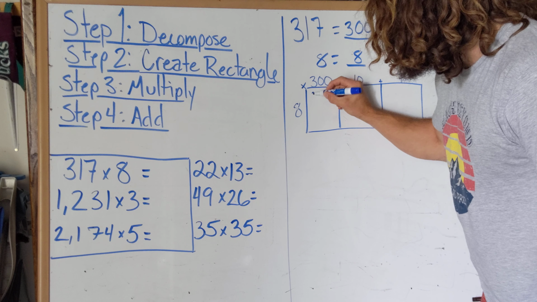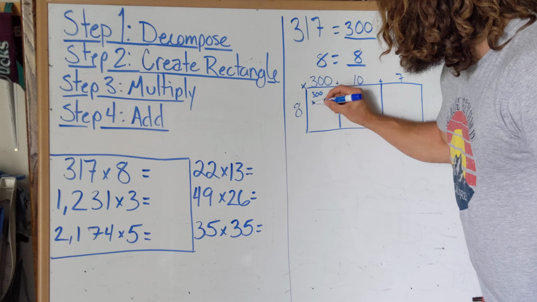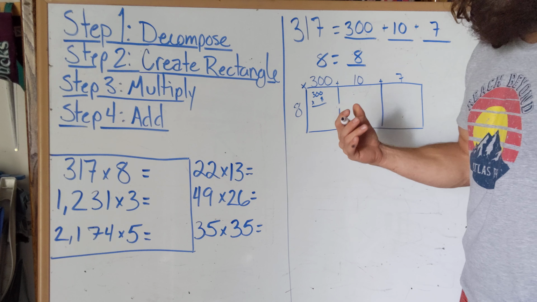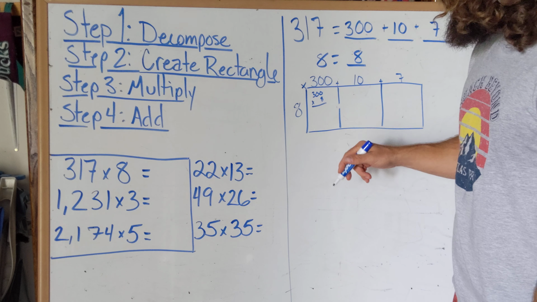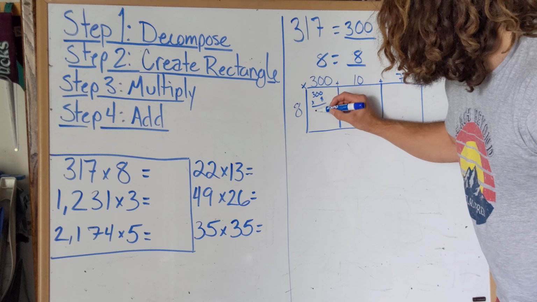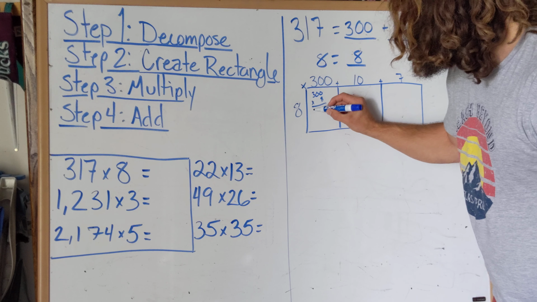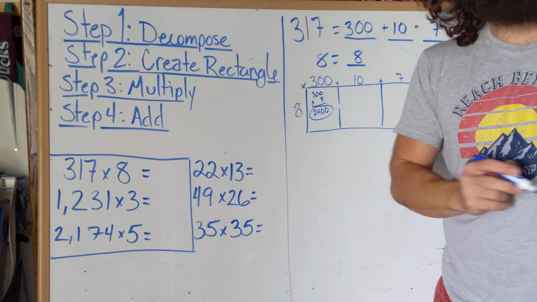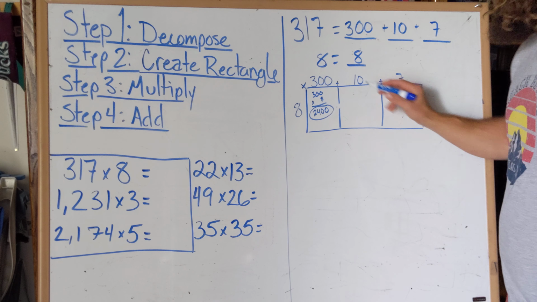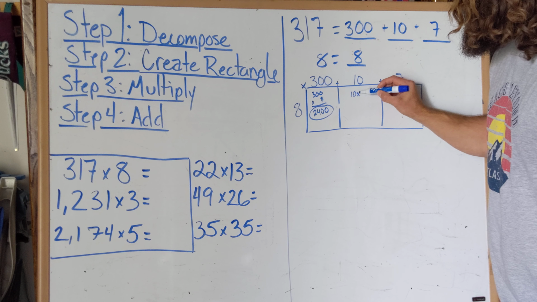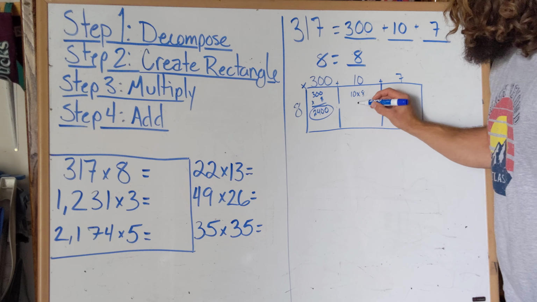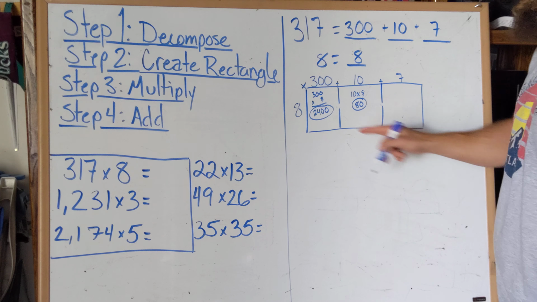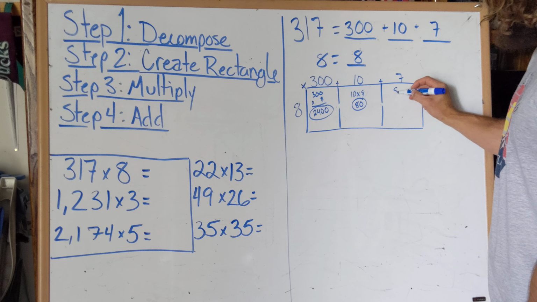So I'm going to do 300 times 8. 3 times 8 is 24. And I'm going to tack on those 2 extra zeros. So 300 times 8 would be 2,400. And I'm going to circle that so I remember to come back to it. Next I have 10 times 8. 10 times 8 gives me 80. And again, I'm going to circle that so I don't forget it. My last step here is 8 times 7.